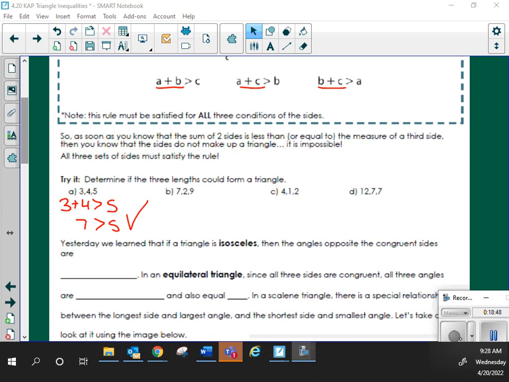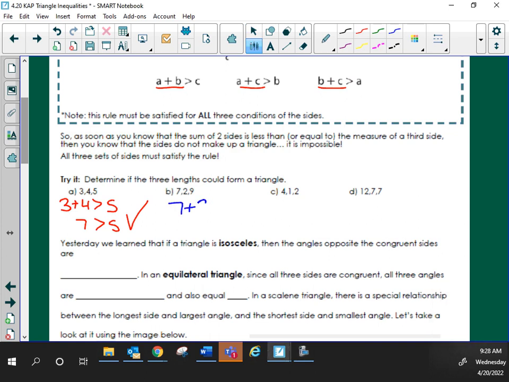On the second one, yes or no? No, because 7 plus 2 equals 9. Yes, very good. It needs to be greater than, but that does not work. Okay, take the shortest two. 1 plus 2. Is that greater than 4? No. If I take 7 plus 7, is that greater than 12? Yes. Okay, are y'all getting it?